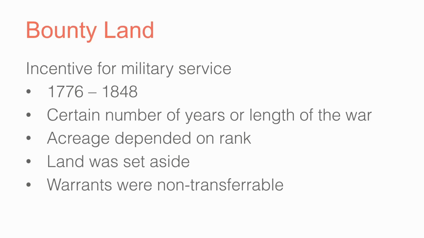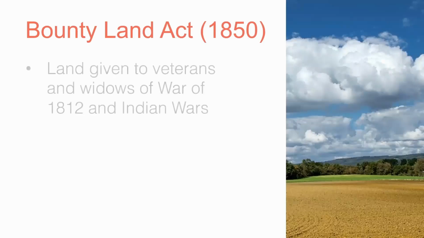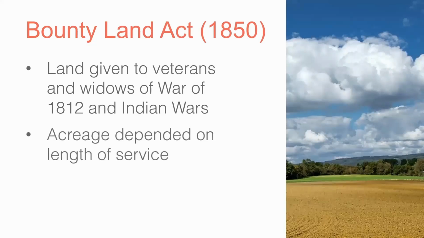There have been 3 acts of government regarding bounty land, so let's discuss those. Starting in 1850, the first Bounty Land Act was passed, and it began the incentive for those who were veterans, because previously the bounty land was for those currently serving. So land was first given to veterans and widows of veterans who served during the War of 1812 and the Indian Wars. And the acreage that you qualified for depended on the length of their service. So if someone had served 1 month, they got 40 acres. 4 months, they got 80 acres. And 9 months, they got 160 acres.